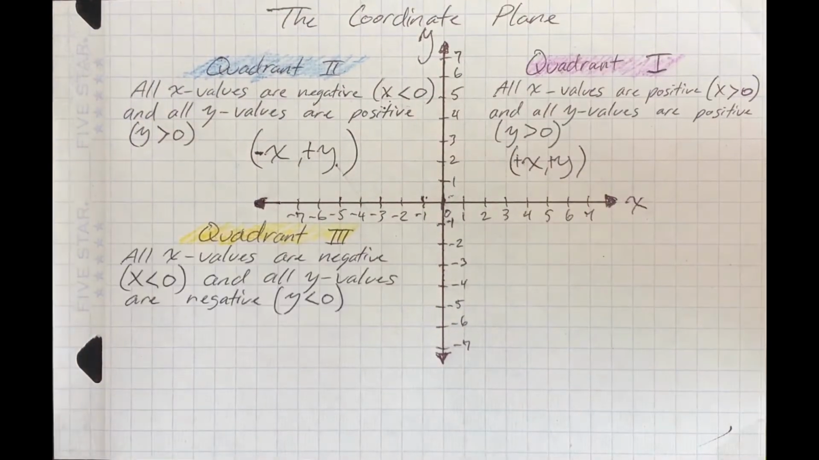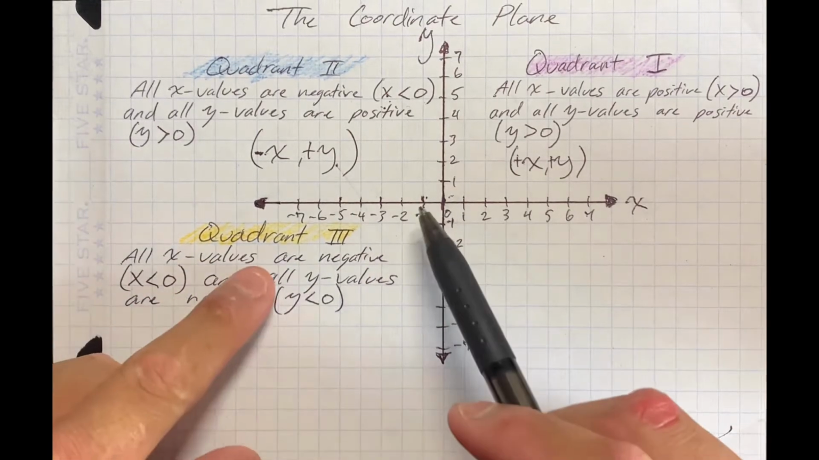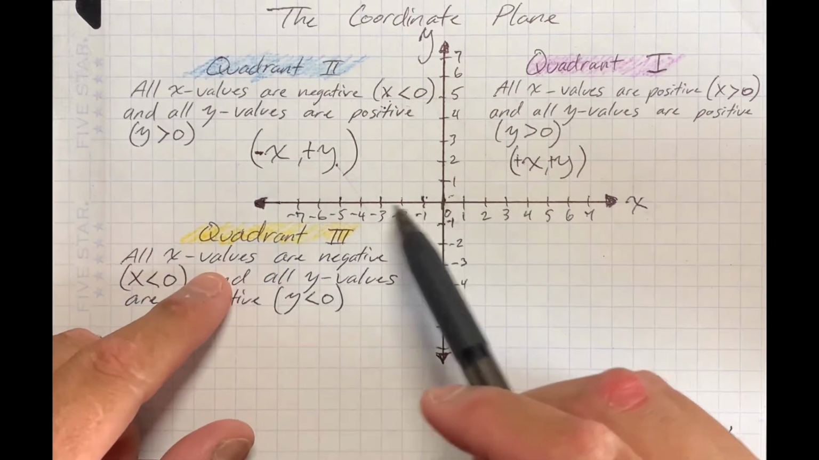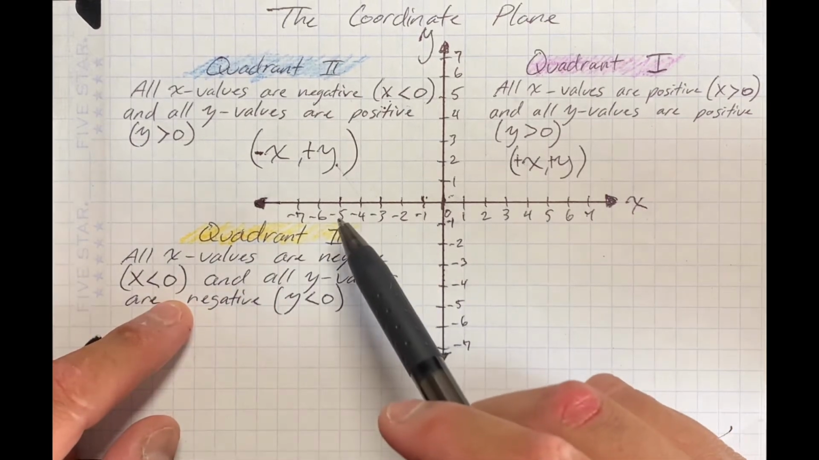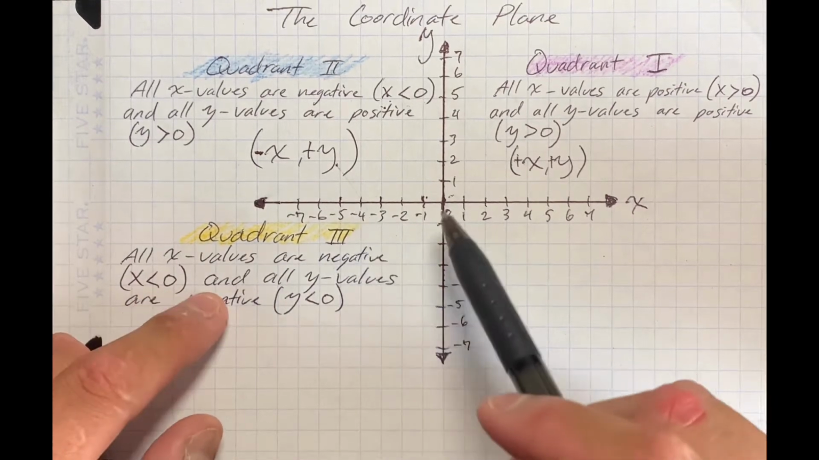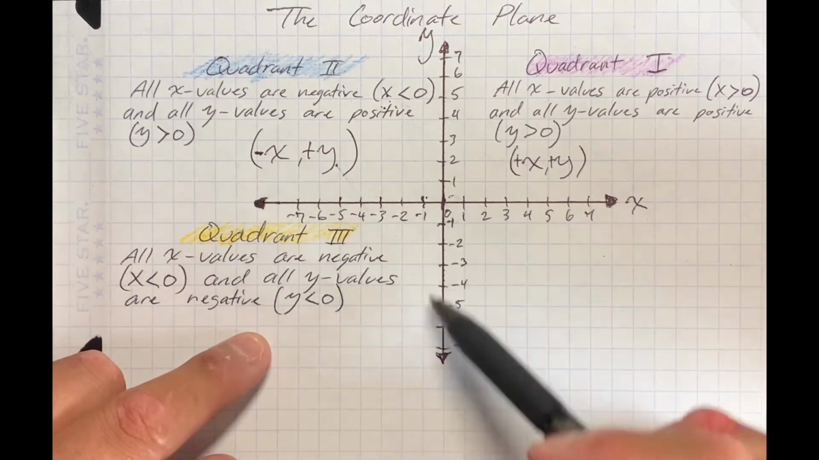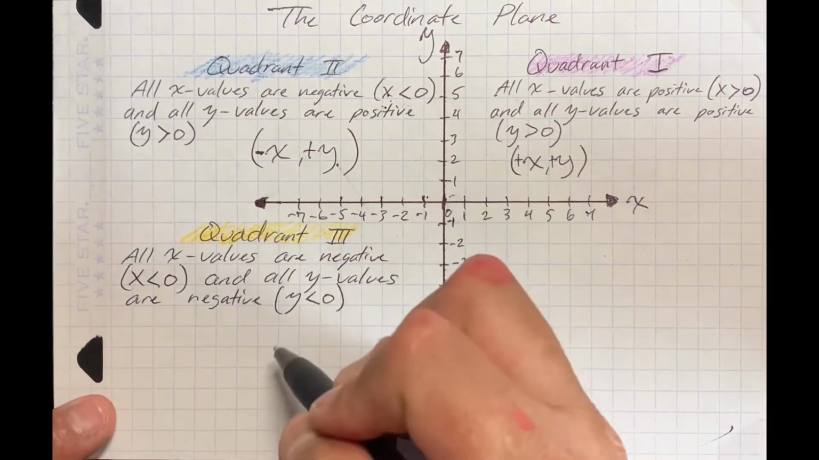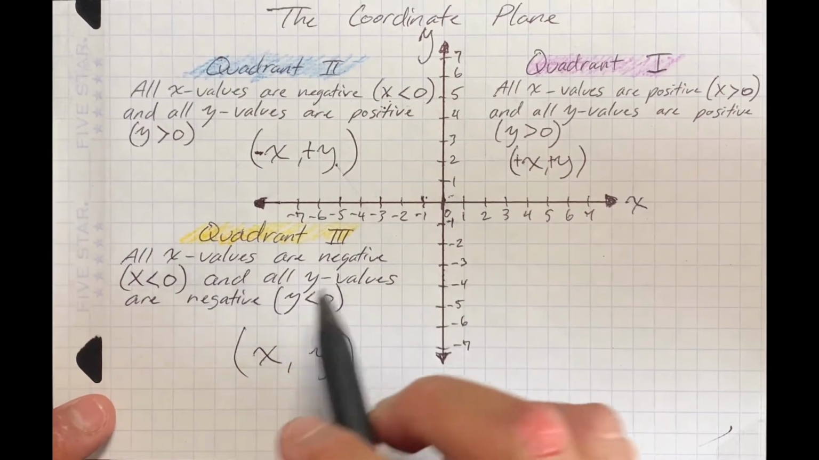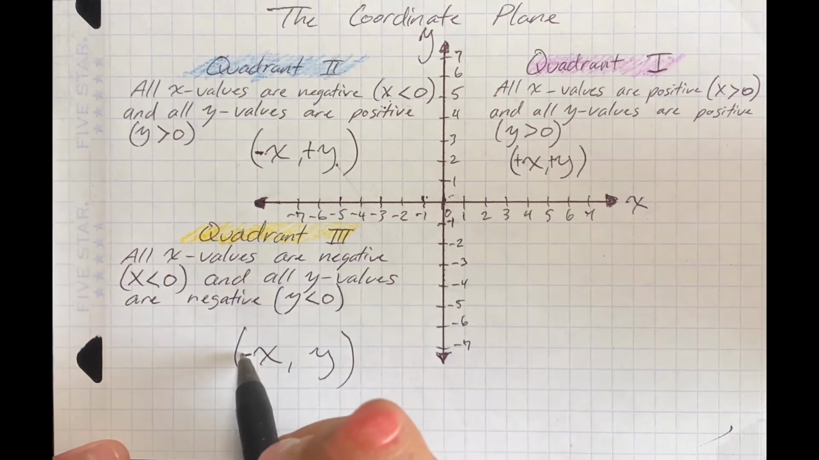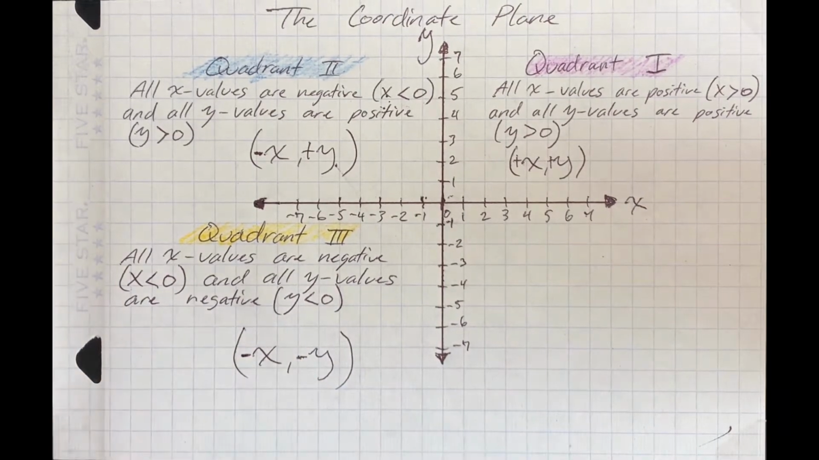Alright. Now down below in quadrant 3, all the x values in quadrant 3 right here are negative integers. So all the x values are negative, less than 0. And all the y values are also negative, so all these y values down here are also less than 0. So when we have our ordered pairs, your x values and your y values, all your x values in quadrant 3 are negative, and all of the y values in quadrant 3 are also negative.